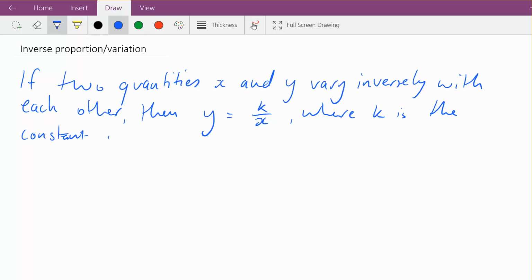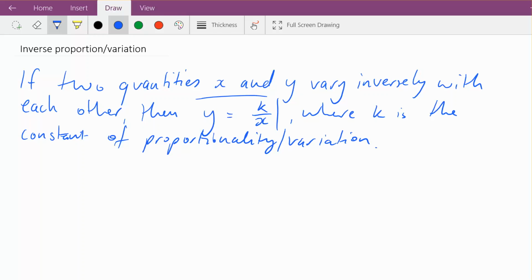Constant of proportionality, slash, constant of variation. So that is the only difference from direct variation. Our setup equation is now y equals k over x. You still have to go find k. You still have to sub k back in to help you answer the other questions. Let's have a look at an example.